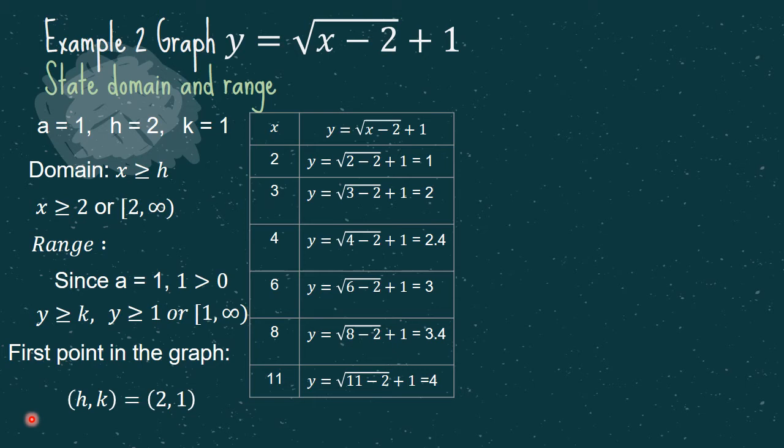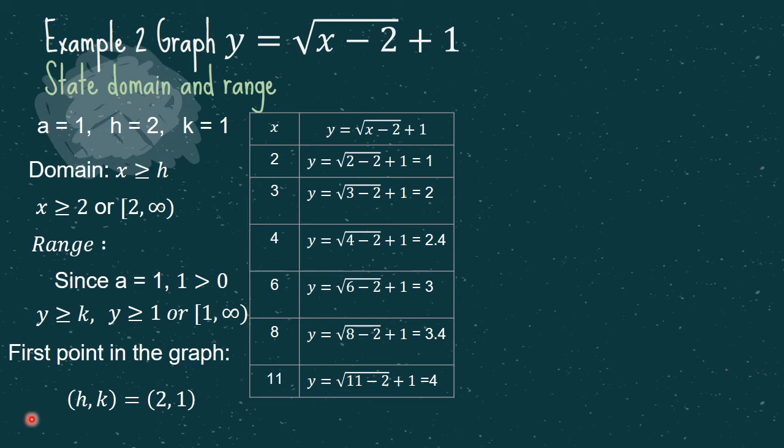If x is 3, y equals the square root of 3 minus 2, plus 1. The square root of 3 minus 2 is 1. The square root of 1 is 1, plus 1 equals 2. When x is 4, notice that in this case we're going to get a decimal for the y value, but it's okay, it doesn't matter. y equals the square root of 4 minus 2, plus 1. The square root of 4 minus 2 is the square root of 2, which is approximately 1.4, plus 1, it would be 2.4.